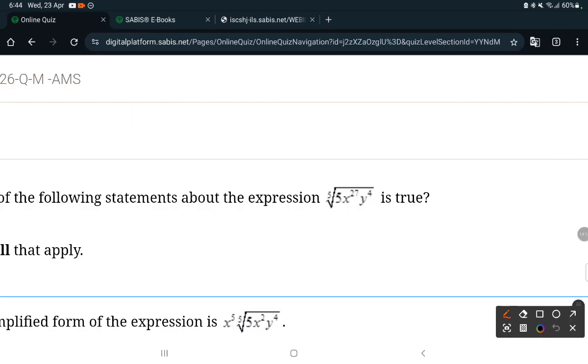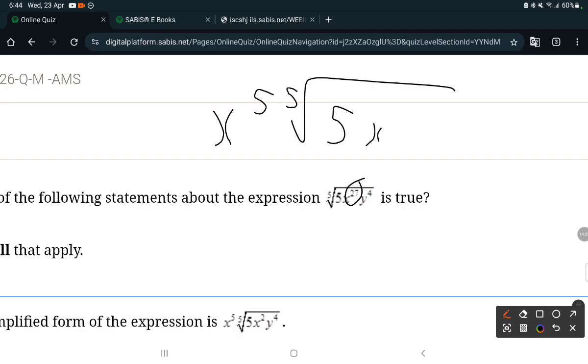So, when you have... no, wait. No, not about that. Okay, so it was odd, and then when you took it out, it's x to the power of 5, it stayed odd. So again, you just don't apply absolute value. You only apply absolute value when it went from even to odd. So your final answer is going to be x squared y to the power of 4. So x to the power of 5, then the 5th root of 5x squared y to the power of 4.